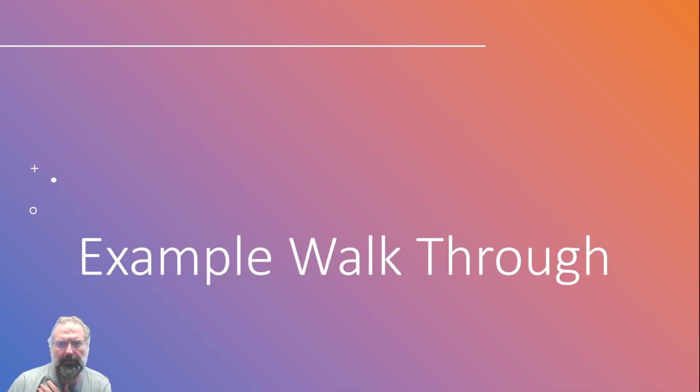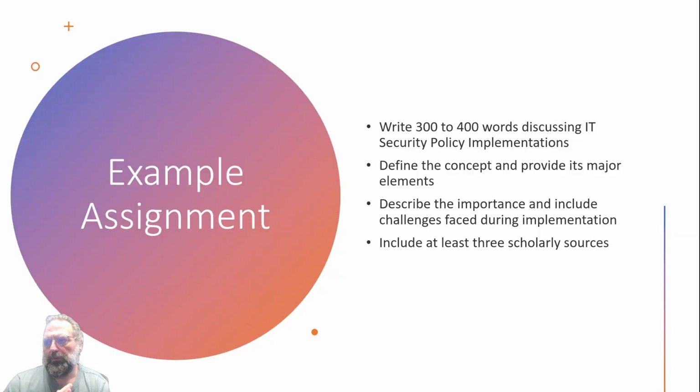So here's an example. Imagine you were asked to write 300 to 400 words discussing a security policy implementation. You're asked also to define the concepts, provide the major elements, and then describe the importance and include the challenges that might be faced. And then you're told that you need at least three scholarly sources. Three scholarly sources for 300 to 400 words might be on the light side, depending upon how well you're writing.